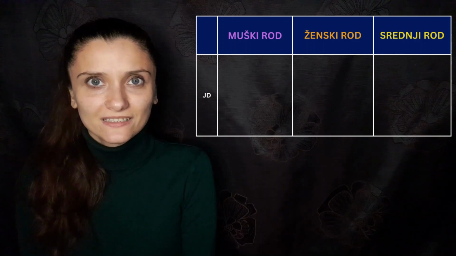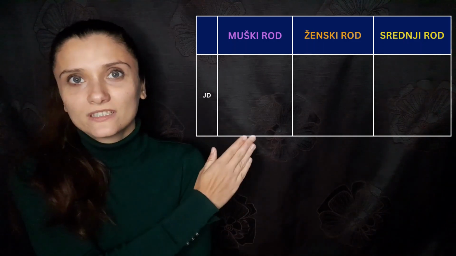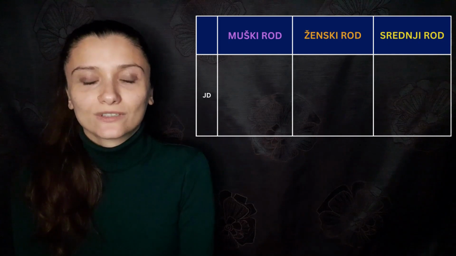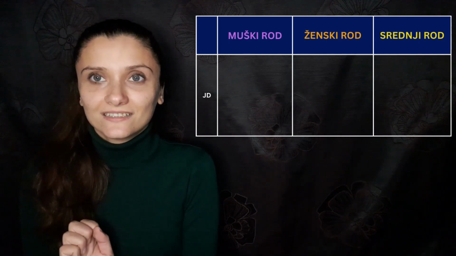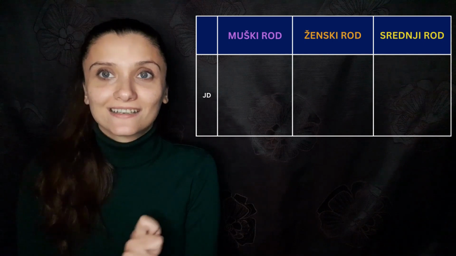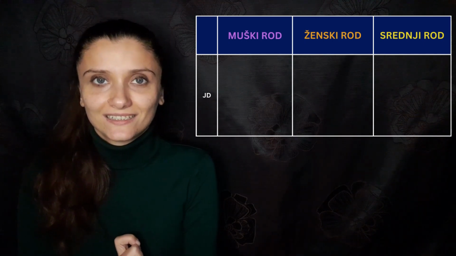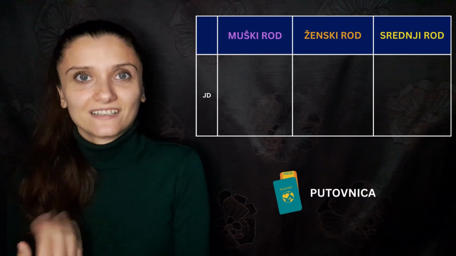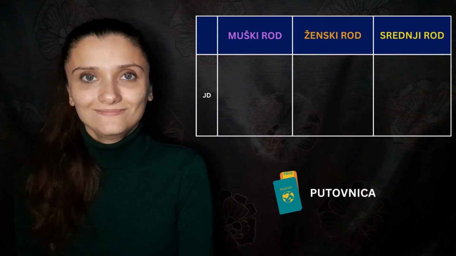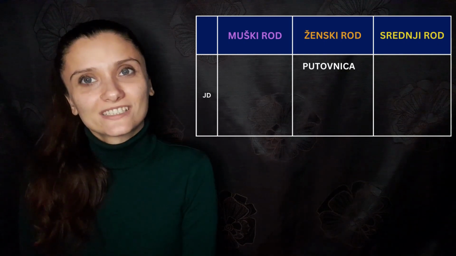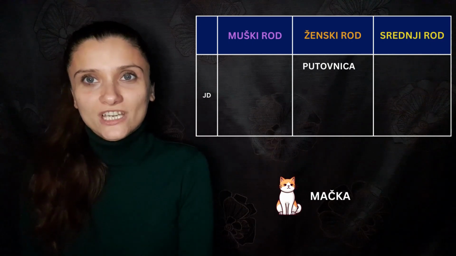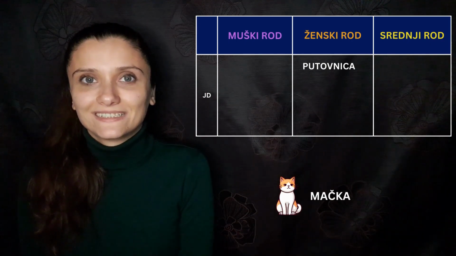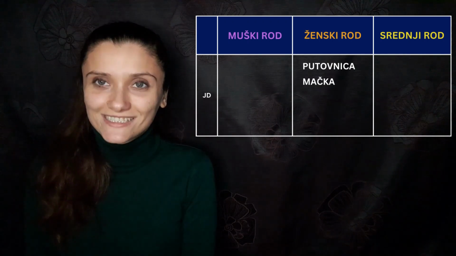Okay, let's play a little game. You will see words on the screen and you need to say, do they belong to muški, ženski or srednji rod? And little tip, all words are singular, jednina. So let's start. Putovnica. Yeah, it's ženski rod. Mačka. Yeah, it's ženski rod.